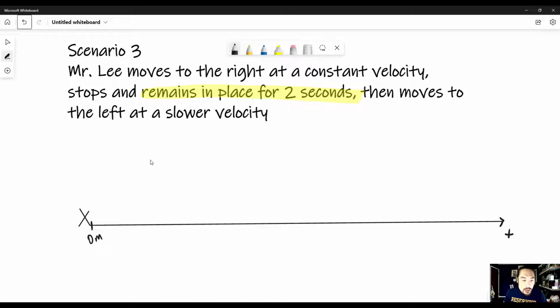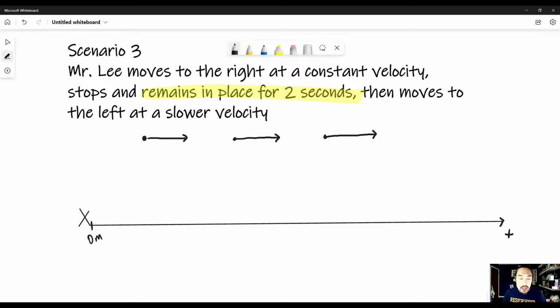Okay, and I will say, you know what, I'm not going to start at the 0 meter mark. In the previous examples, we always started at 0 meters, but that won't always be the case. So I'm going to start here. I'm going to move to the right. Let's see. We've got arrows a little bit bigger, just to show you that we are moving fast, okay? But more specifically to show you that we're going to be slowing down.